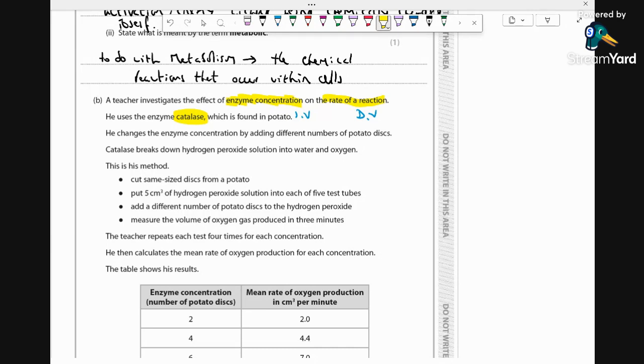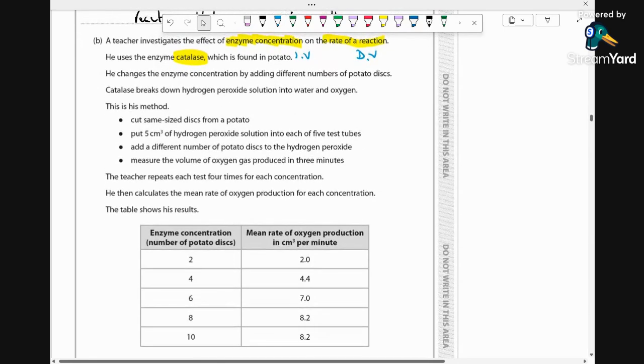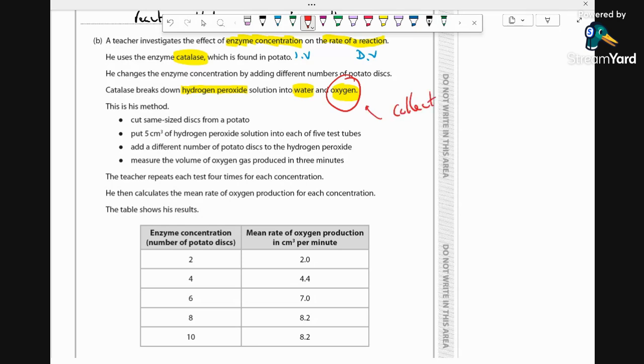Fine. Catalase breaks down hydrogen peroxide solution into water and oxygen. So that's important. Water is going to be difficult to measure here. How would you measure the rate of reaction? Measuring how much water is produced is going to be difficult, but absolutely you can collect oxygen gas. So we can collect this using upward delivery.